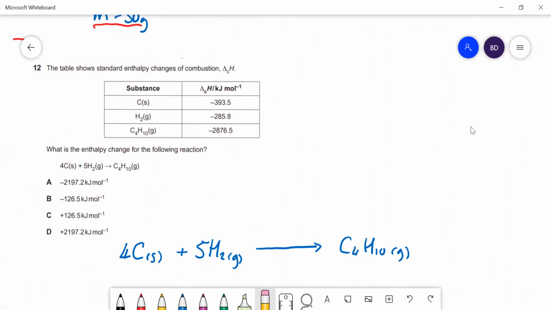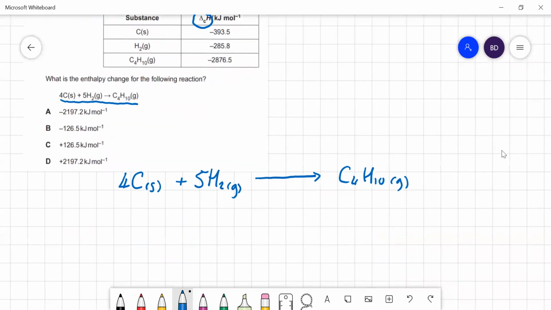Okay, you need to work out the enthalpy change for this reaction here. And coincidentally, you can see that is actually the reaction for the enthalpy of formation of C4H10. You're forming it from its elements in the standard state. But we're given delta HC data. So when we draw a Hess's law cycle, what's the third thing we should write down at the bottom here?